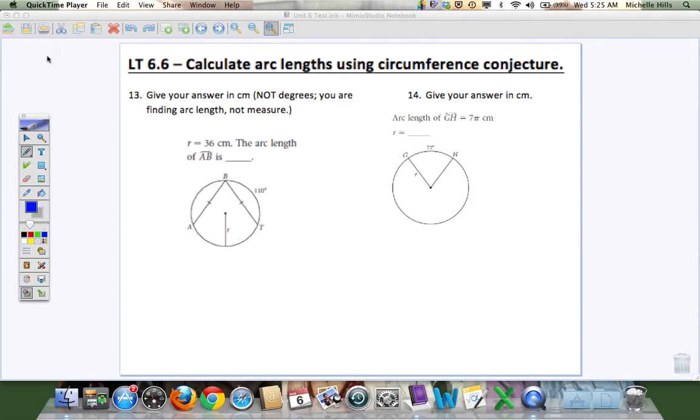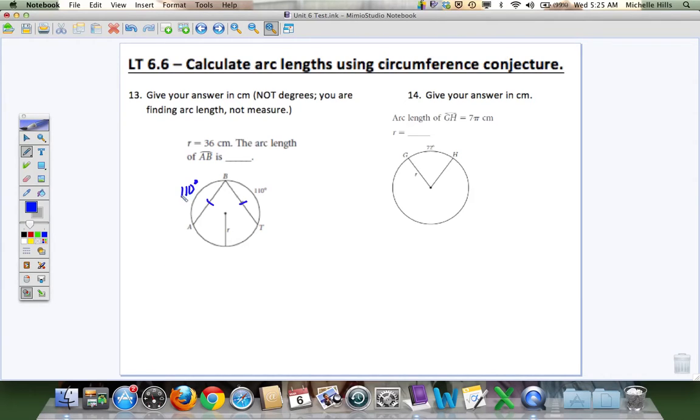Learning target 6.6. They tell me that the radius is 36 centimeters, and they want me to find the length of arc AB. What I do know immediately is that if these two chords are congruent and this arc is 110 degrees, then this arc AB is also 110 degrees. That's the measure of the arc. It's not the length of the arc.